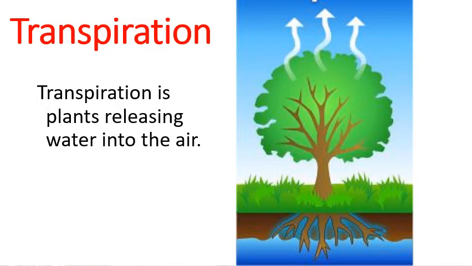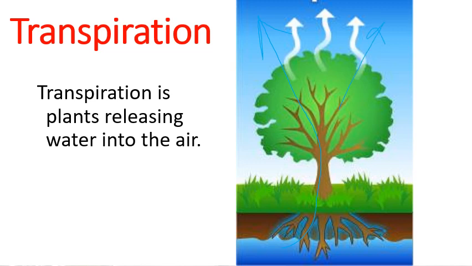Now, another way that plants actually help with controlling temperatures is this process called transpiration. You might not remember this from ninth grade biology. Basically, transpiration is plants that release water into the air. They pull water out of the ground in their roots, and they pull it up through their leaves, and they release water into the air.